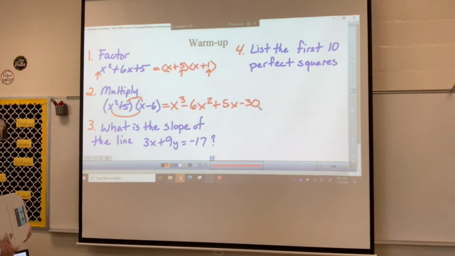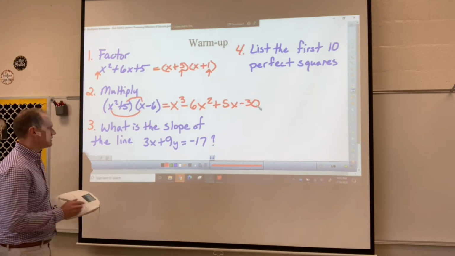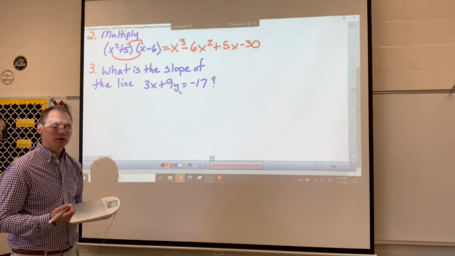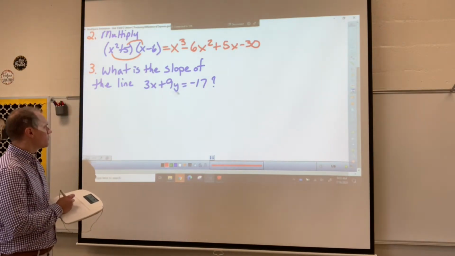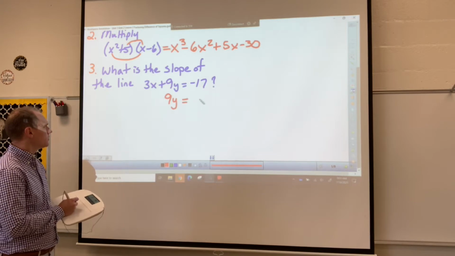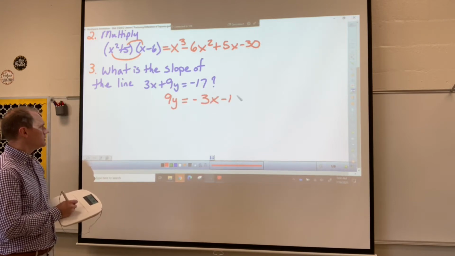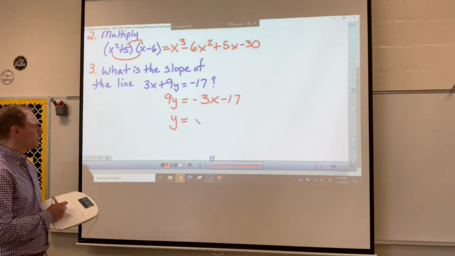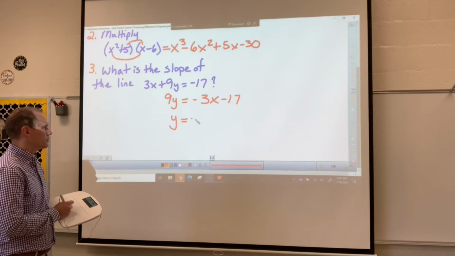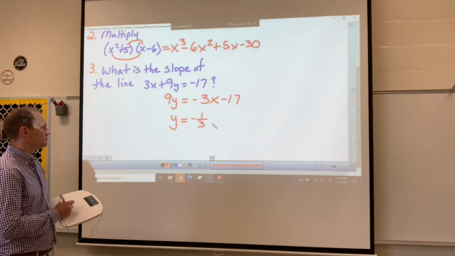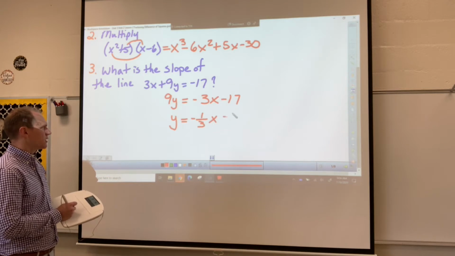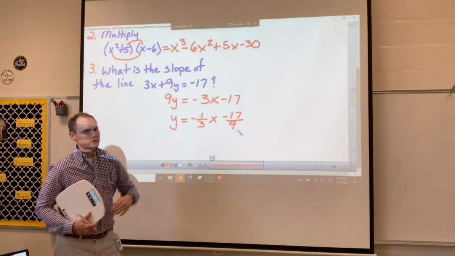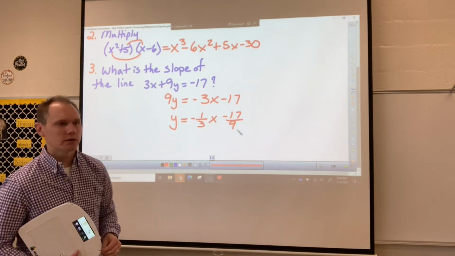What is the slope of the line 3x plus 9y equals negative 17? So this is not in slope-intercept form, so it's hard to tell just by looking at it this way. So we can solve for y here. So 9y equals negative 3x minus 17. And then to get y by itself, we're going to divide by 9. So everything divided by 9. So negative 3 divided by 9 ends up being negative 1/3. And then negative 17 divided by 9, we can just write as a fraction there. So our y-intercept is here, and our slope is here. So the slope of this line is negative 1/3.